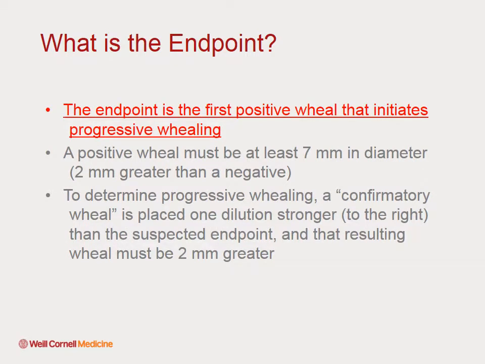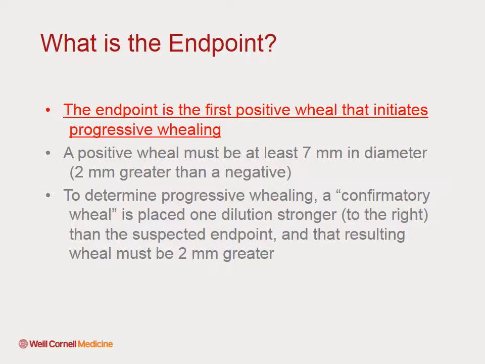So the definition of our endpoint in a nutshell: the endpoint is the first positive wheal that initiates progressive whealing, and each word in that statement is very important. So the positive wheal must be at least 7 millimeters in diameter. And in order to determine the progressive whealing, we want to place our confirmatory wheal 1 dilution stronger, so that's 1 to the right, than our suspected endpoint. And that result has to be 2 millimeters greater.